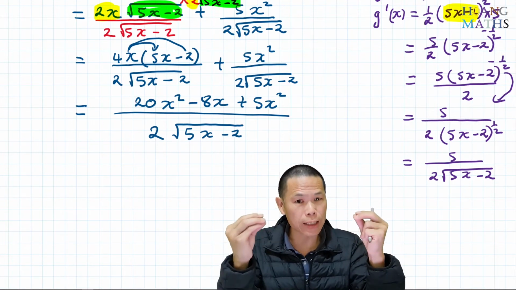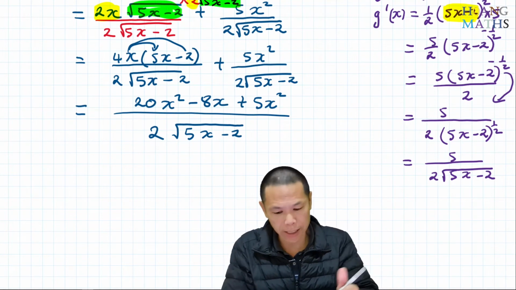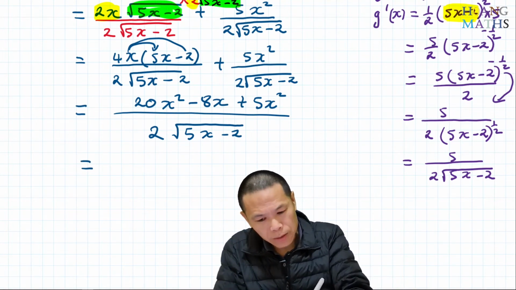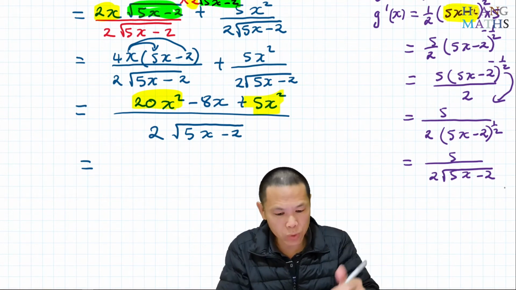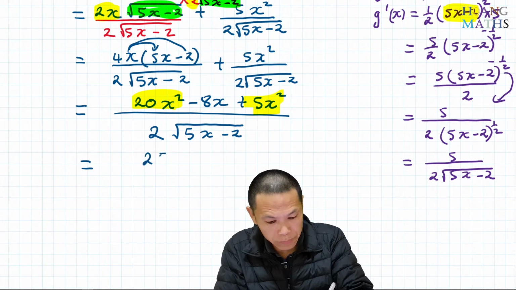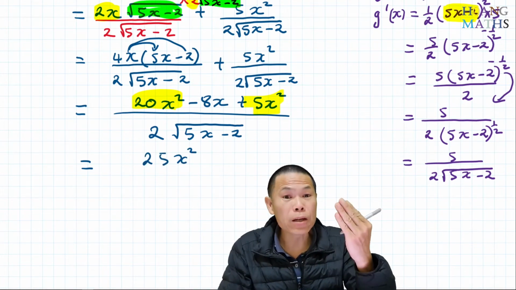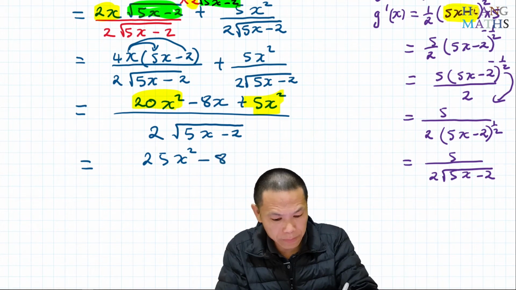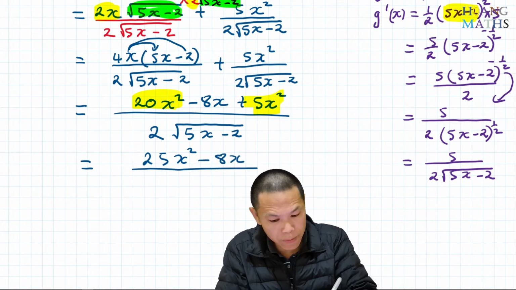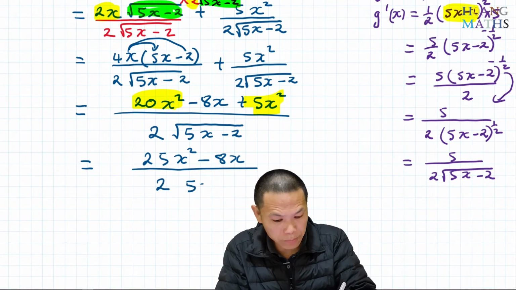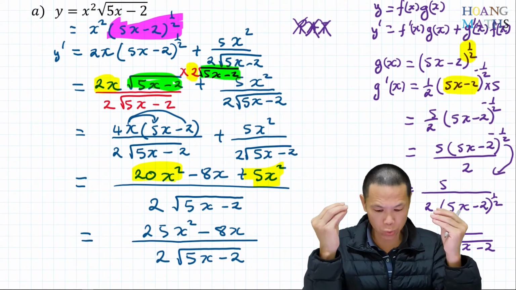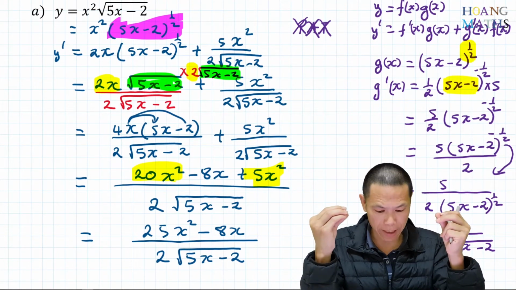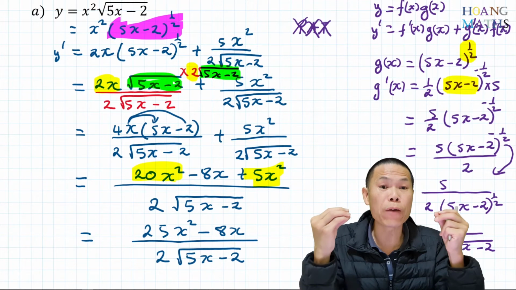Okay, so now I'm just collecting like terms, in other words, simplifying. So that will give me 20x squared plus 5x squared, so that will give me 25x squared. And then we just minus 8x over 2. There you go. So differentiating this will give me 25x squared minus 8x over 2 lots of square root of 5x minus 2.